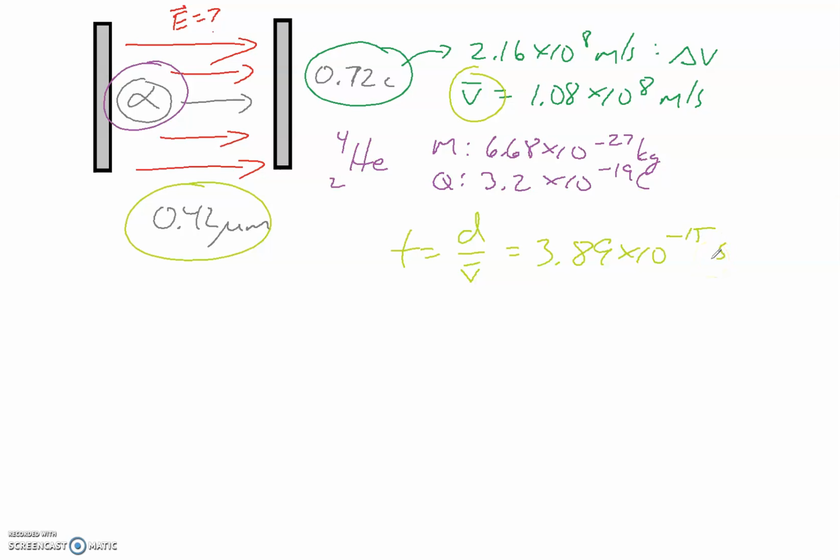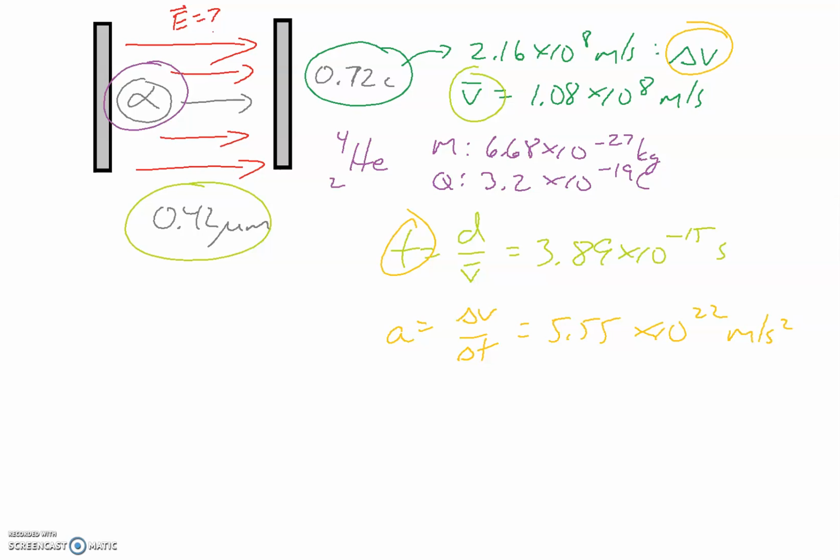Once I've got that, I've got my change in v and my time, so I can find my acceleration. Acceleration will be change in v divided by time. So I can find my acceleration, which is around 5.55 times 10 to the 22 meters per second squared.